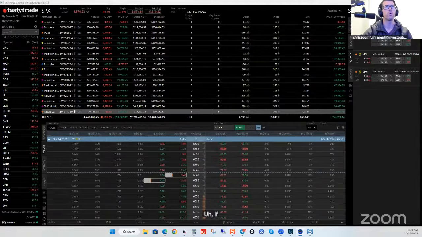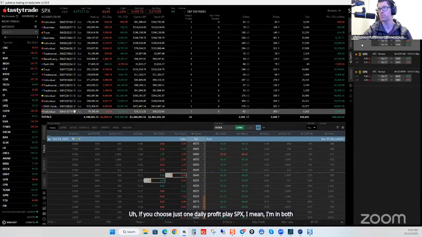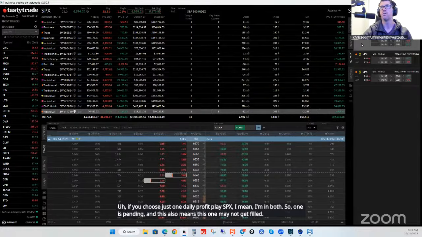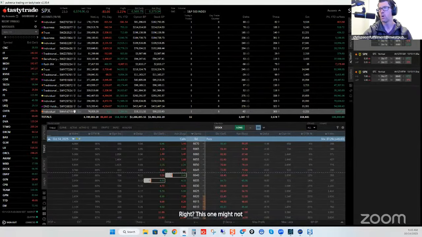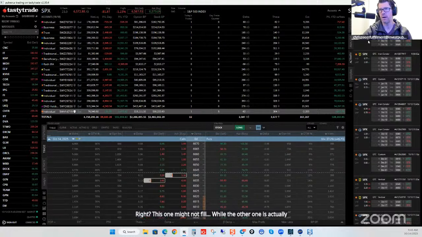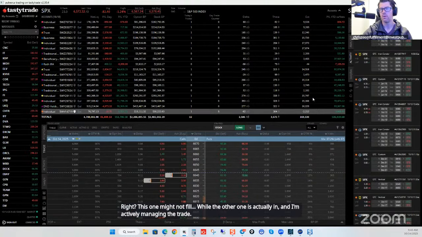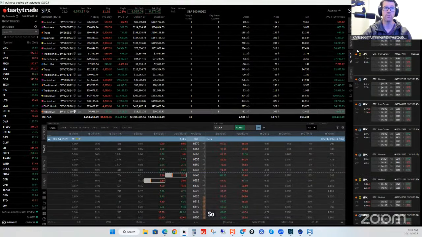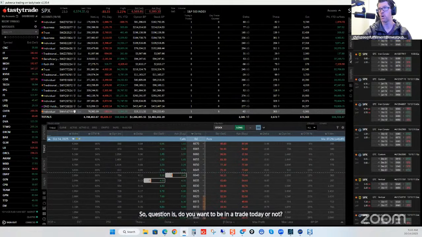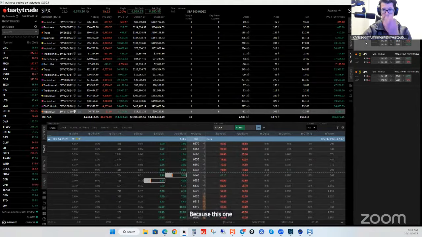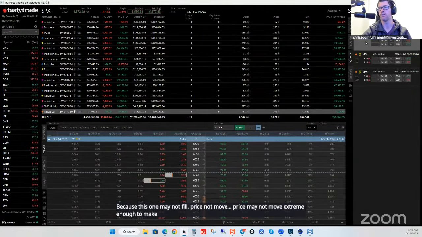If you choose just one daily profit play SPX, I mean, I'm in both. So one is pending, and this also means this one may not get filled, right? This one might not fill while the other one is actually in, and I'm actively managing the trade. So the question is, do you want to be in a trade today or not? Because this one may not fill. Price may not move extreme enough to make a fill today.